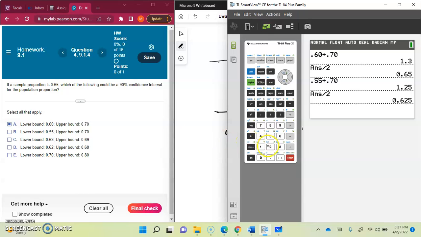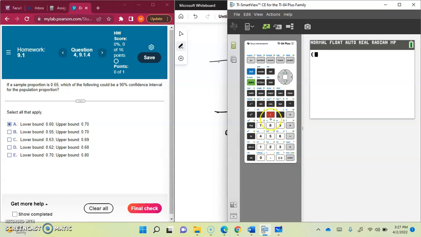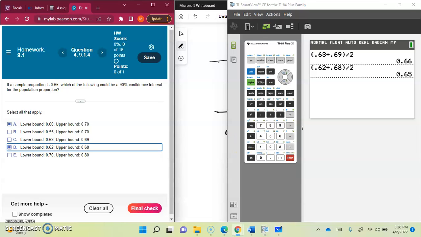Let's try the third option. Let me write it like this, 0.63 and 0.69. So I'm going to add these two numbers and divide them by 2 and check if the middle number is 0.65. No. So the third one is also not the correct possible confidence interval. Let's try the fourth one. So we need to try 0.62 plus 0.68 divided by 2. We get 0.65. So this one works.